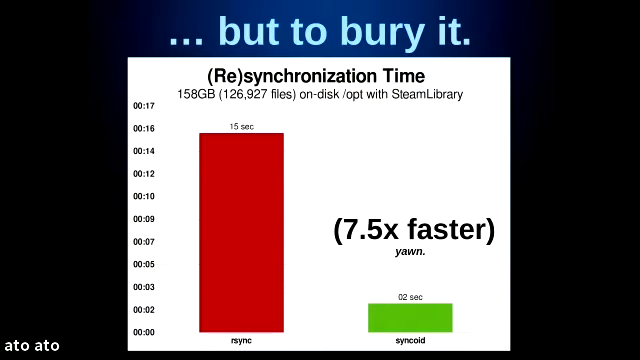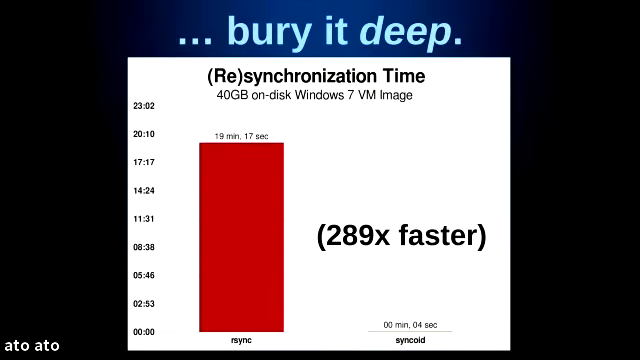Now, obviously 15 seconds is a lot faster than reading the entire 158 gigs of data, but when we compare that to replication, replication manages the whole thing in only two seconds because it doesn't have to even so much as check timestamps. It already knows what blocks are or are not missing. But 7.5 times speed increase, who cares, right?